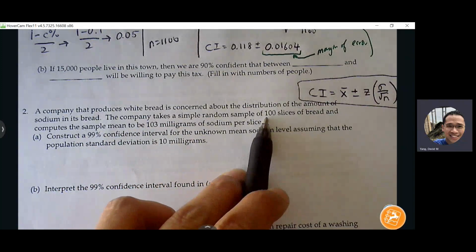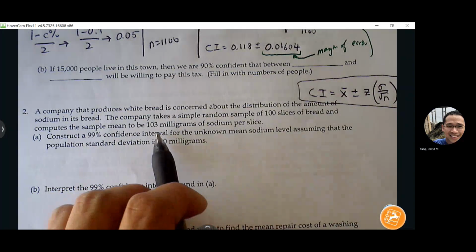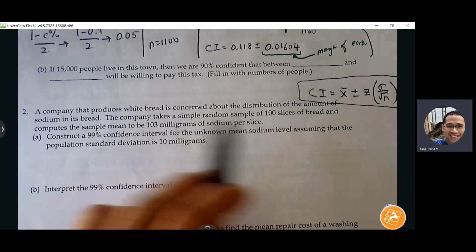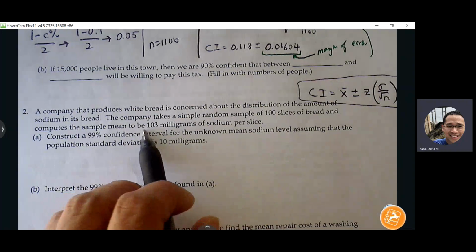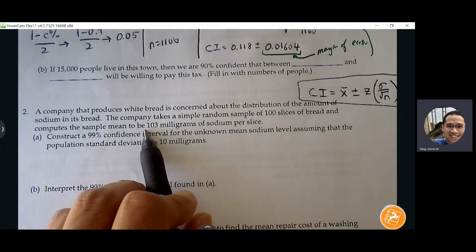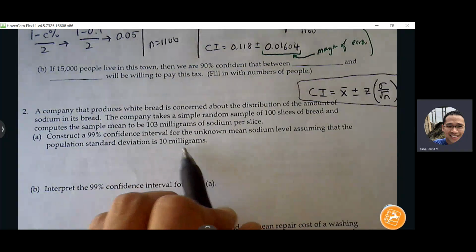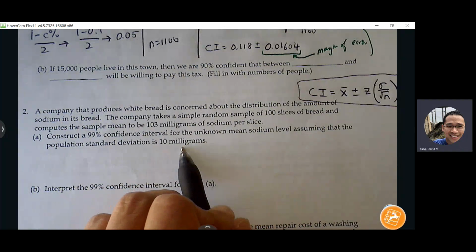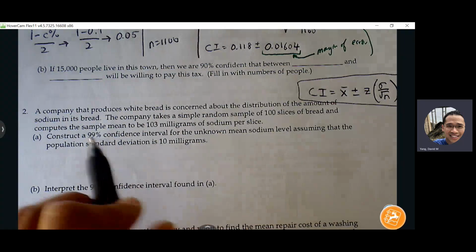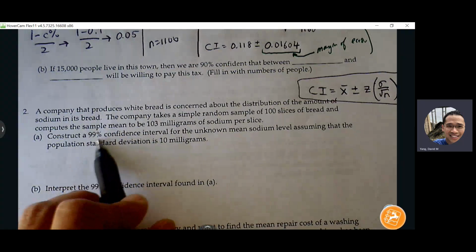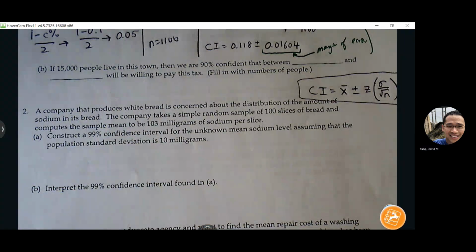So a sample of 100 slices of bread. Let's see. So that's our n value. Sample mean 103 milligrams. That's our x bar. 10 milligrams, that's our standard deviation, that's our sigma. And then from that 99%, we can work towards our z-score.